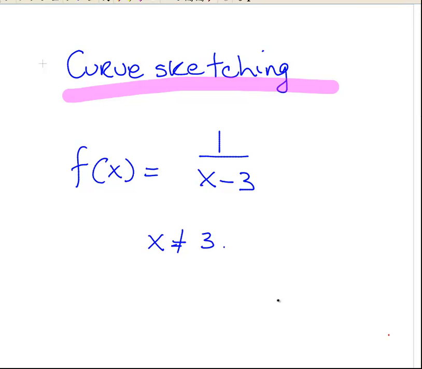In this presentation, we're going to look at curve sketching. So this is the function that we're going to work with: f of x equals 1 over x minus 3. Now in this, what we are told also is that x cannot equal 3.